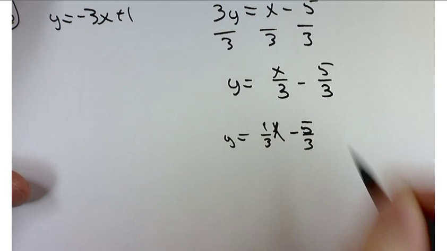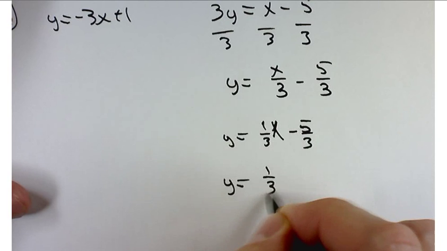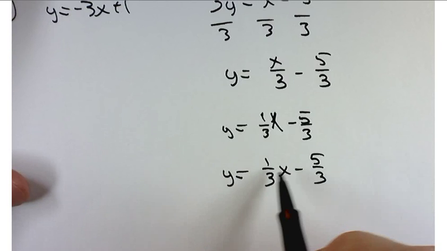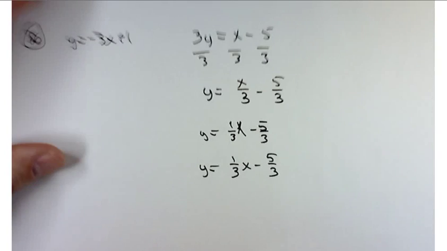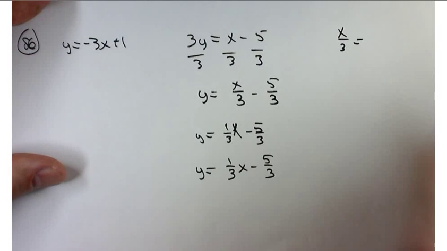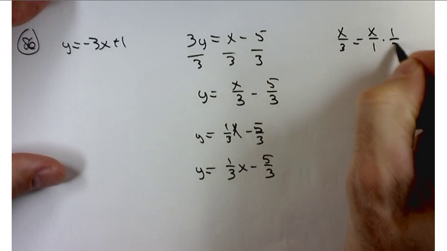And that wasn't too nice and neat. 1/3 x minus 5/3. Now this is next to the fraction. It's not in the denominator. But what you can do to justify that, if I look at x over 3, I could think of that as x over 1 times 1 over 3.